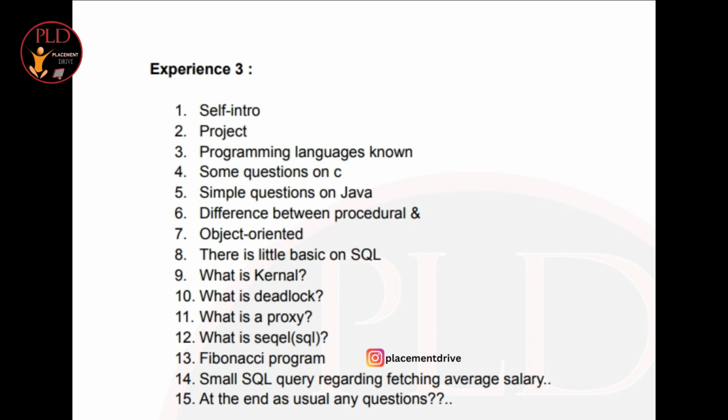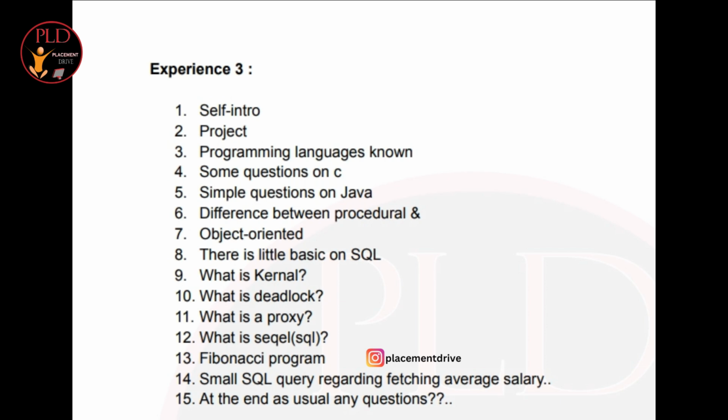And the next question is programming proficiency. The interviewer assessed the candidate's proficiency in programming languages by asking questions related to C and Java programming. And the next question is C programming. Basic questions related to C programming were asked to gauge the candidate's understanding of languages and its concepts.